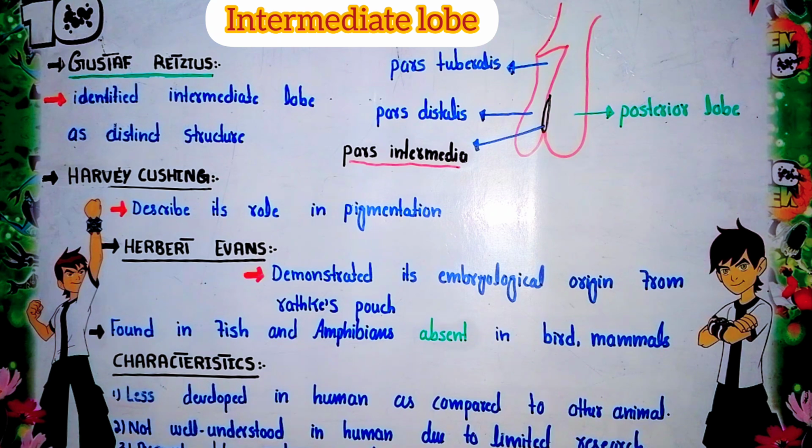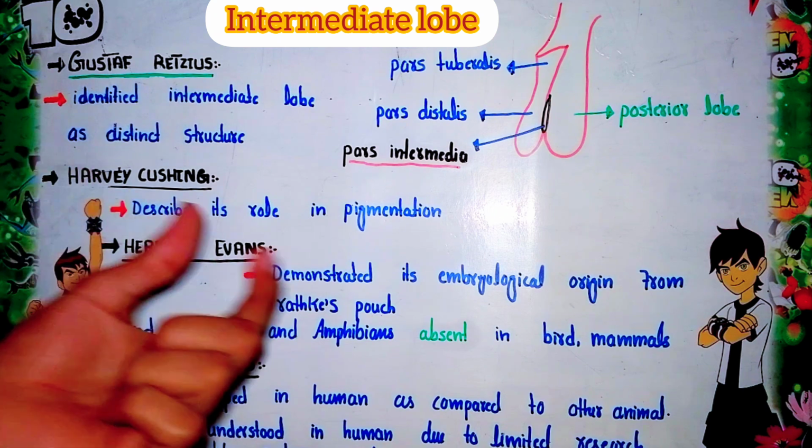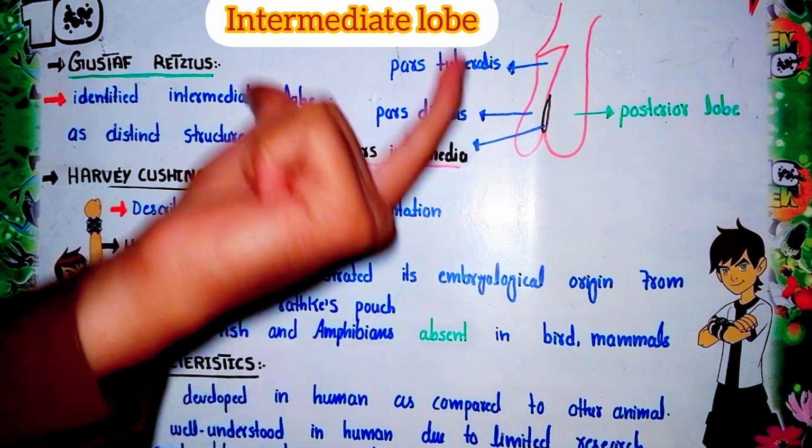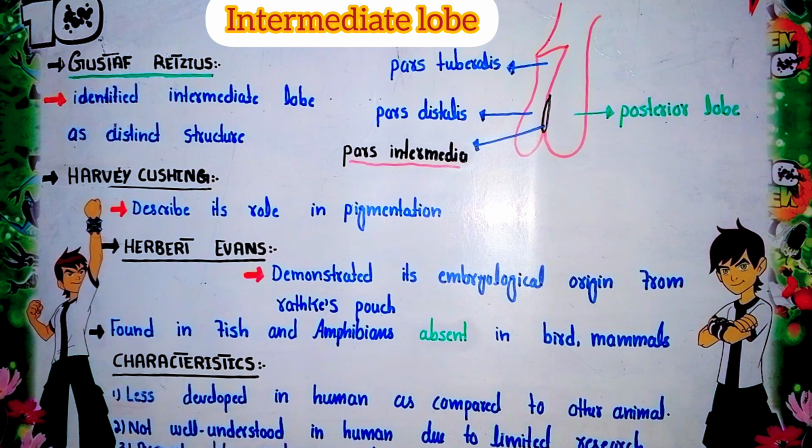But this intermediate lobe of the pituitary gland is less developed in humans. Now this pars intermedia is actually the intermediate lobe of the pituitary gland.